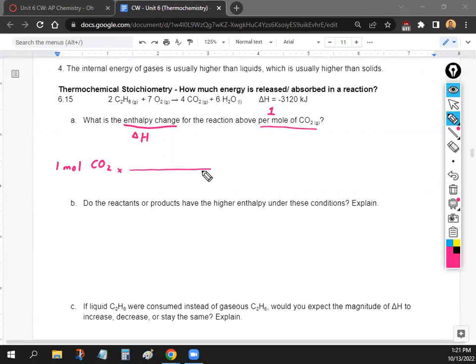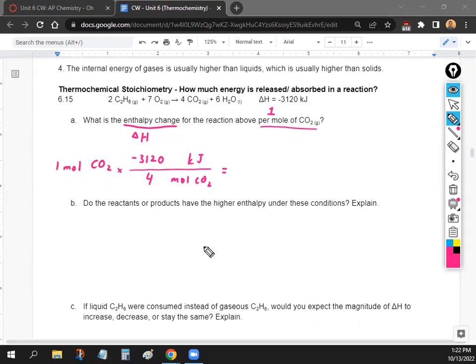Okay, so we got 1 mole of CO2, and we want to do a quick conversion factor. Now I want to get rid of moles of CO2, so I'll put that on the bottom. And you're looking for the change in enthalpy. Enthalpy is measured in kilojoules, so kilojoules on top. Here you can just look at this as a part of the reaction. Inside the chemical equation, we're working with 4 moles of CO2, and 4 moles of CO2 is going to release 3,120 kilojoules. So you can just set it up just like that.